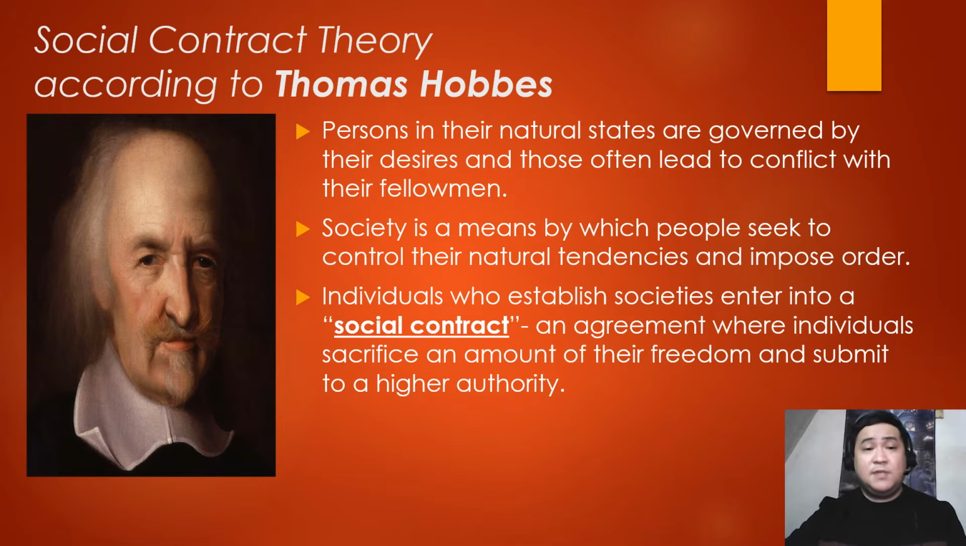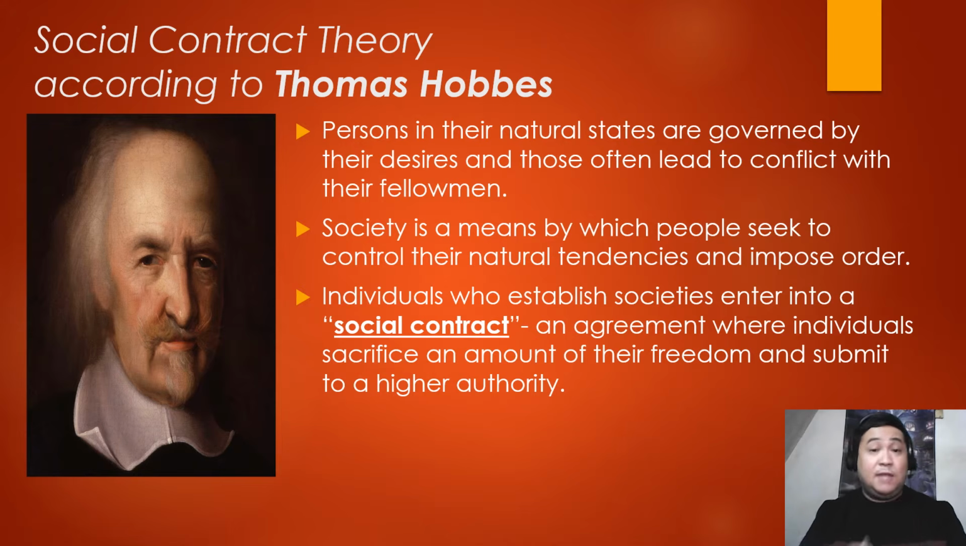So this is Thomas Hobbes. Thomas Hobbes is an English philosopher. So according to him, persons in their natural states are governed by their desires and those often lead to conflict with their fellow men. So ang sabi niya, likas daw sa tao na nagkakaroon ng conflict o hidwaan sa isa't isa dahil sa mga desire o kagustuhan ng mga tao. So dito ngayon papasok class ang society o ang lipunan para magkaroon ng kaayusan o magkaroon ng order.